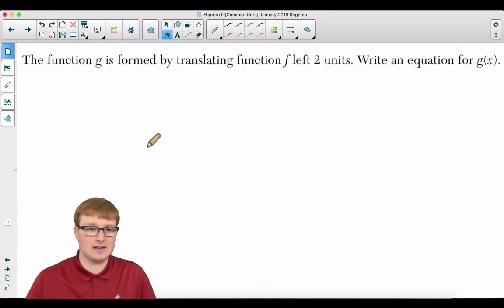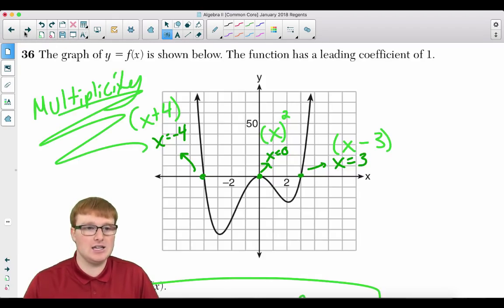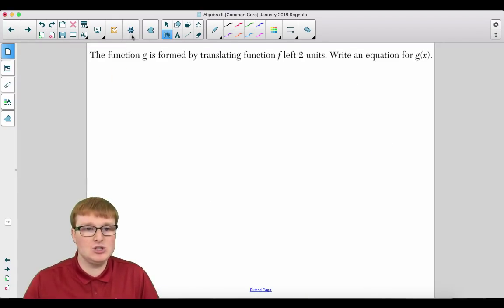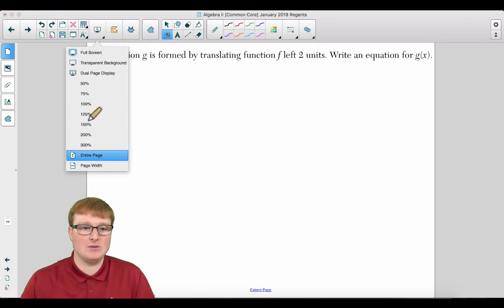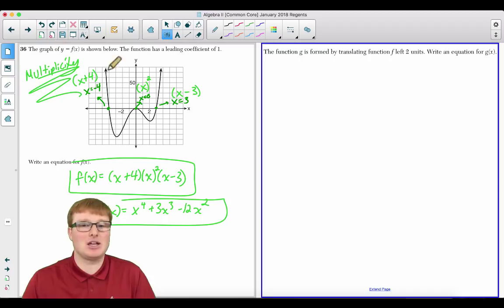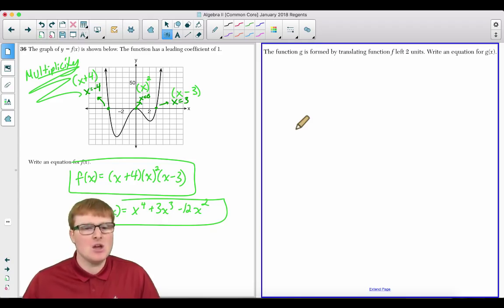All right, moving on to the second part. The function g is formed by translating the function f left by 2 units. Write an equation for g of x. I kid you not, I found this so funny. When I was doing the answer key on the day the exam came out, I couldn't figure this out for 20 minutes.